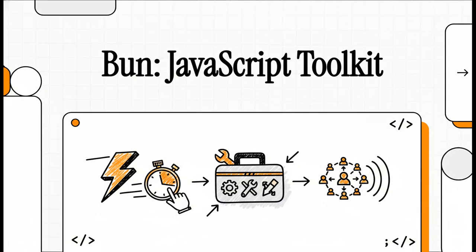Right, let's talk about something that's been making some serious noise in the JavaScript world. It's a new tool called Bun, and its goal is pretty ambitious: to be a faster, simpler, all-in-one toolkit for developers. So let's jump right in and see what all the hype is about.